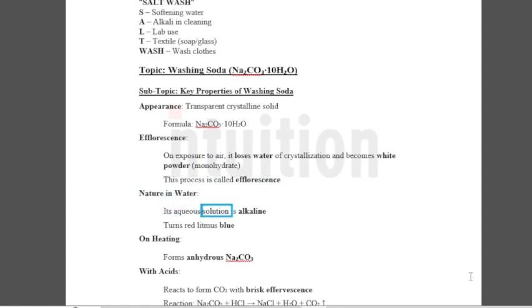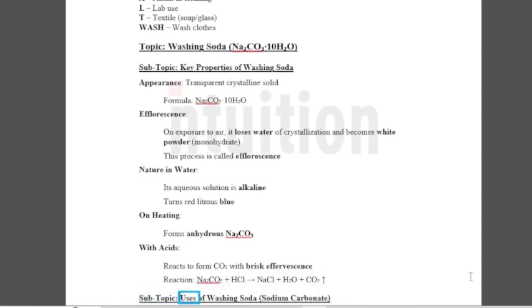Its aqueous solution is alkaline. It turns red litmus blue. On heating, it forms anhydrous Na₂CO₃. With acids, it reacts to form CO₂ with brisk effervescence. Reaction: Na₂CO₃ + 2HCl gives 2NaCl + H₂O + CO₂.